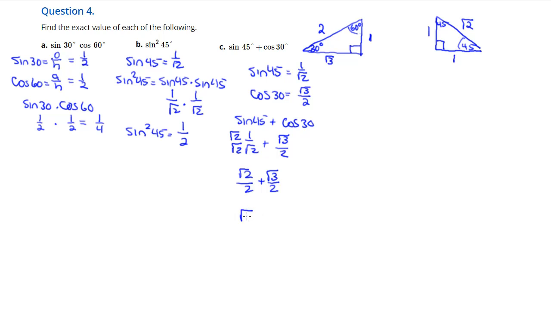Now keep in mind, I cannot take square root of 2 plus square root of 3 and add them together and get square root of 5. That doesn't work. So I'm just going to leave it like this. It's going to be square root of 2 plus square root of 3 over 2, and that's my answer.